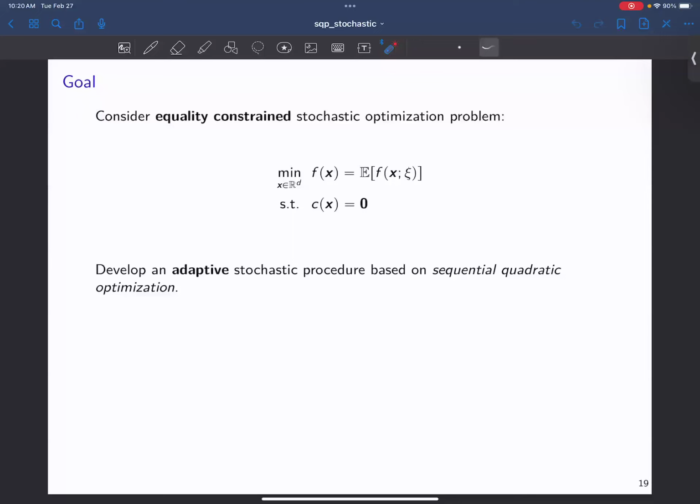So through the rest of the talk, I'll mostly focus on these problems where we have equality constraints. And I'll tell you two approaches of how we can develop adaptive stochastic procedures based on sequential quadratic programming. So first, I'll tell you about the line search procedure, and then later I'll tell you about a trust region method for solving these types of problems.